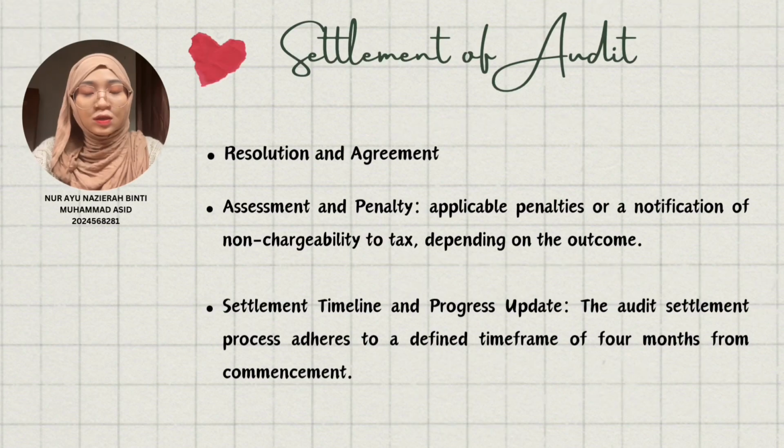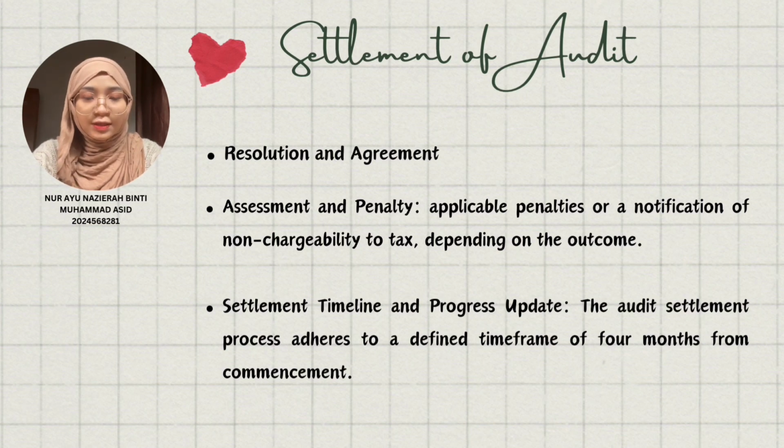Resolution and agreement. Failure to object within the stipulated timeframe implies agreement with the proposed adjustment. Conversely, if the objection lacks merit according to established provisions, taxpayers are duly informed. This ensures transparency and clarity in the resolution process. Assessment and penalty. Following resolution, taxpayers receive either a notice of additional assessment with applicable penalties or notification of non-chargeable to tax, depending on the outcome. In cases where no adjustments are necessary, taxpayers are properly informed of the audit conclusion.